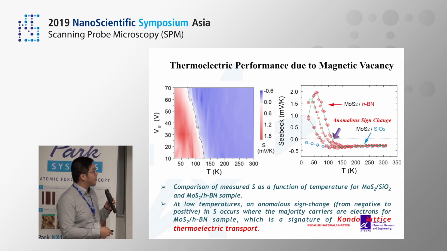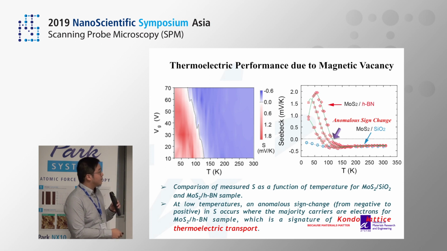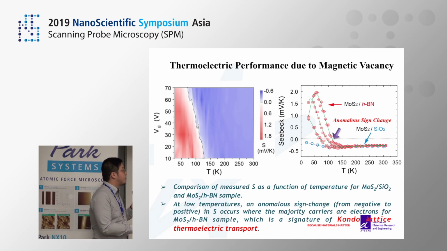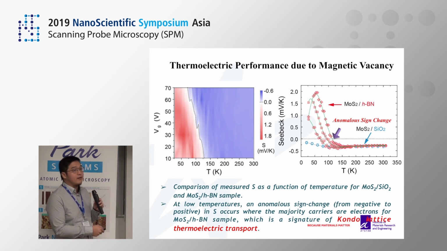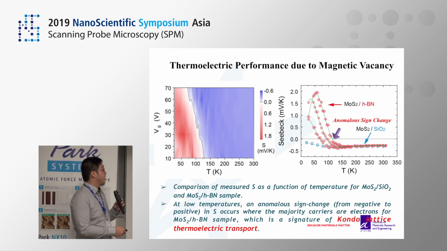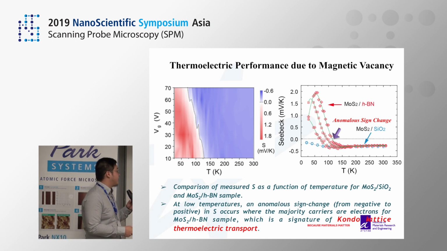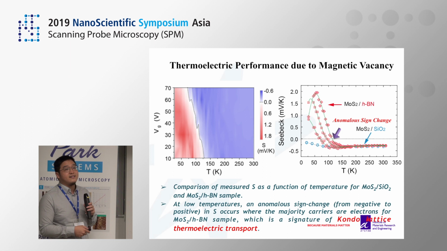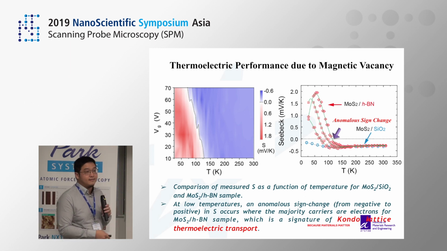That was confirmed by previous results, which means the electrons are still the majority charge carriers. However, it shows a positive Seebeck coefficient. And this sign change at low temperature is actually a signature of quantum resonant thermoelectric transport due to those magnetic impurities.